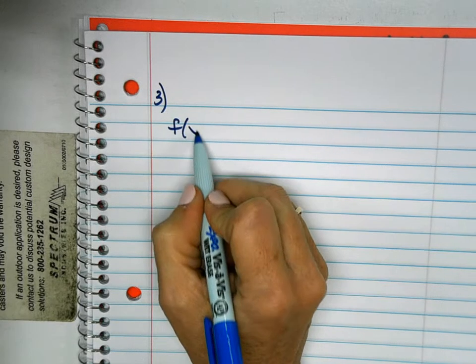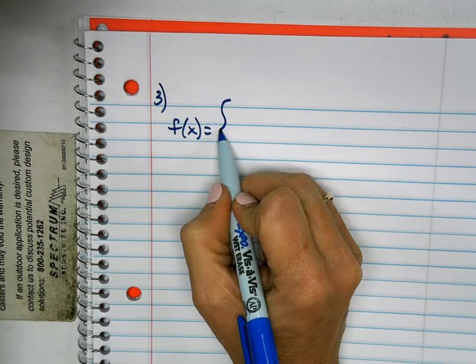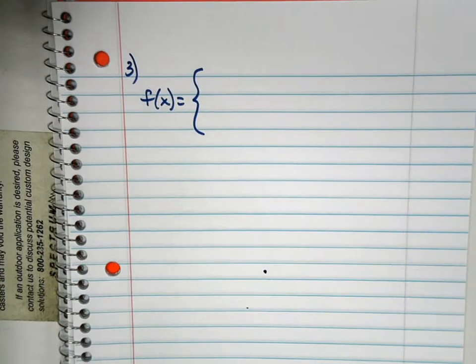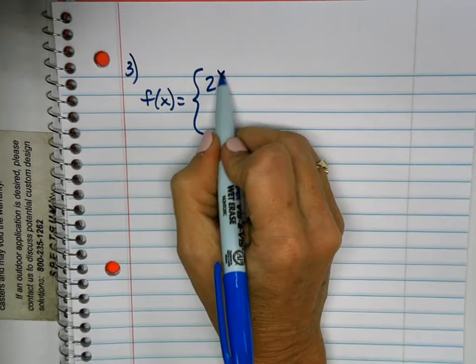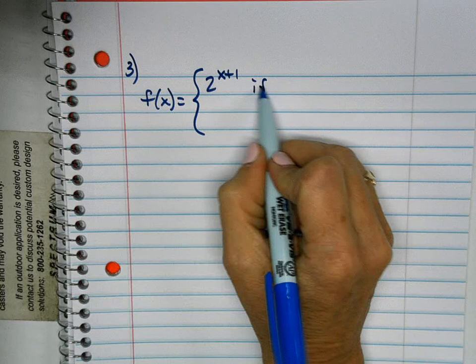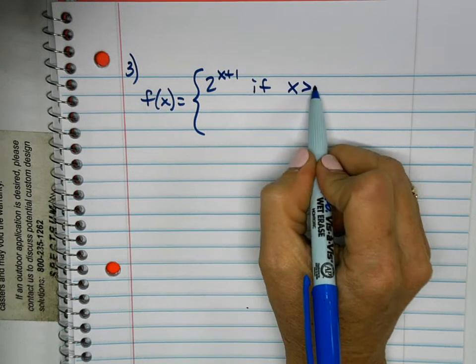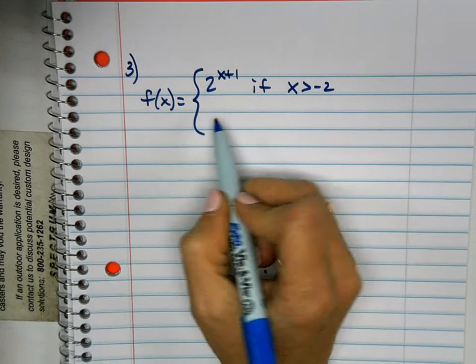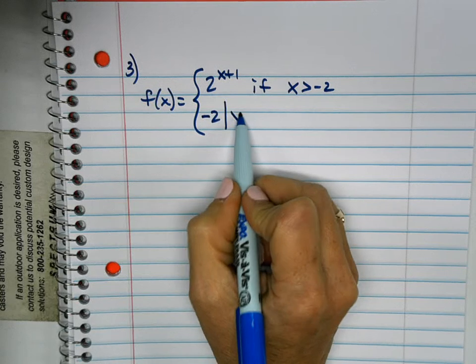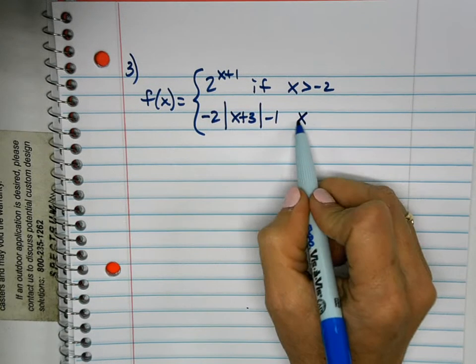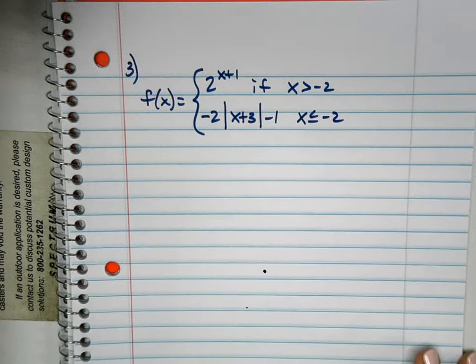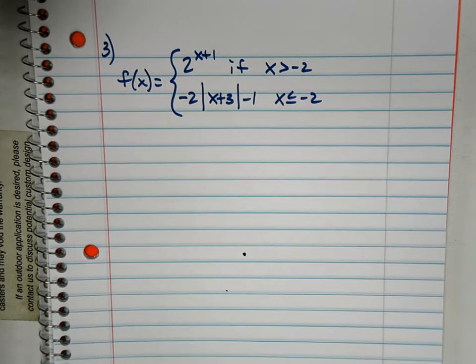f of x equals the brace. First restricted domain problem is going to be 2 to the x plus 1, and that is if x is greater than negative 2. Negative 2 times the absolute value of x plus 3 minus 1, and this is going to be for values less than or equal to negative 2.